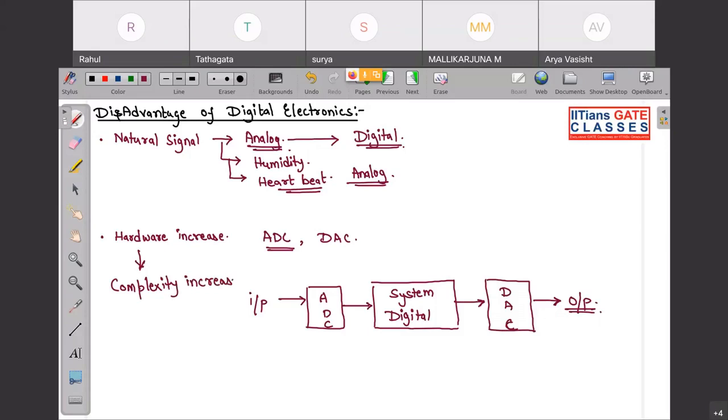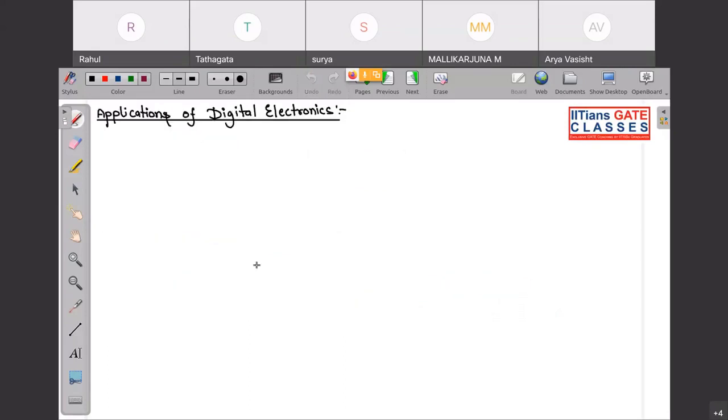Okay, complexity also increases. Fine. So these are the few disadvantages that I want to state. Now, applications of digital electronics, there are a lot of applications. You can state n number of applications of digital electronics, like communication, measurement, data processing, control systems, digital information storage, anything.